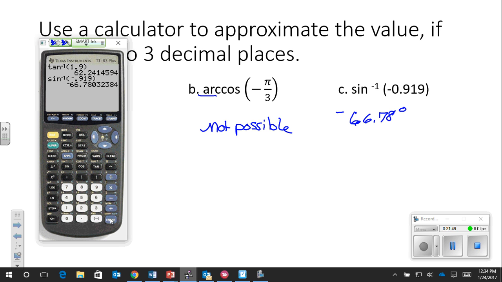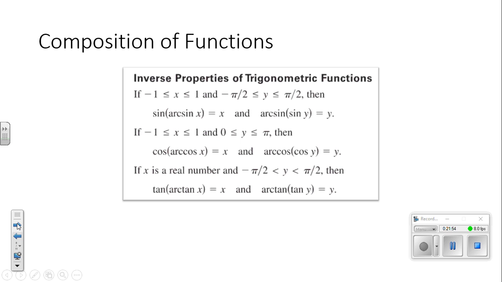Okay, all right. So, inverse properties of trig functions. We can compose these guys, okay? We can use them to undo themselves. Log and the exponent, exactly. Logs and exponents are inverses of each other. Squares and square roots are inverses of each other, right?